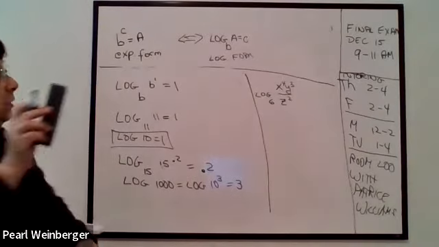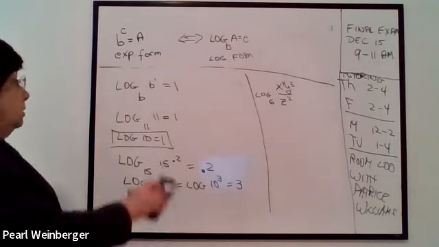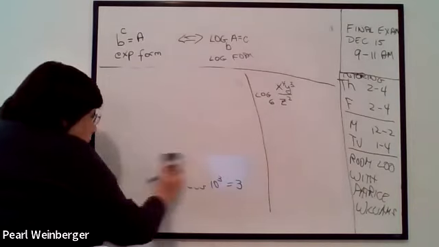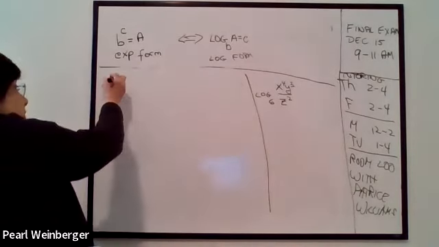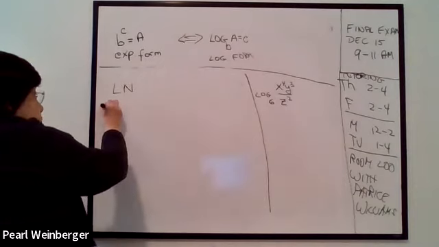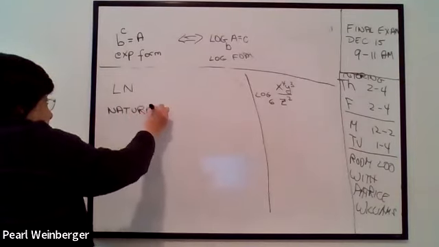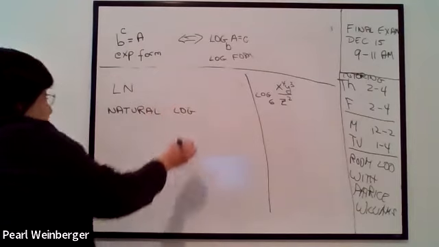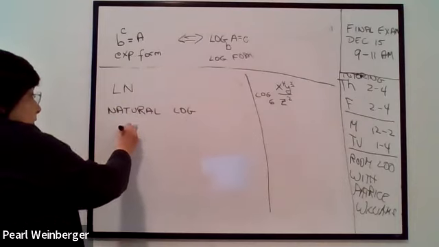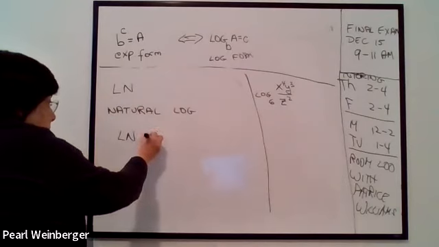Okay, I just want to mention, so as we mentioned, common logs are on our calculator. There is another type of log. I don't know if you're required to know this, but I'm going to mention it. Something called ln. It's called the natural log. And instead of writing the word log, you may see something like this, ln 15.